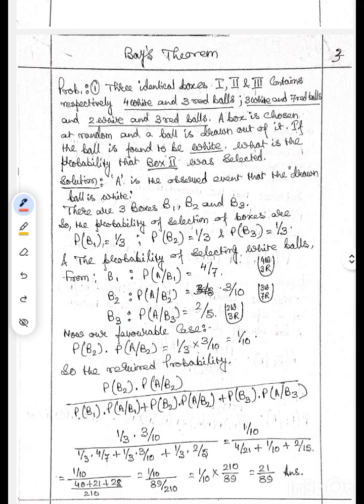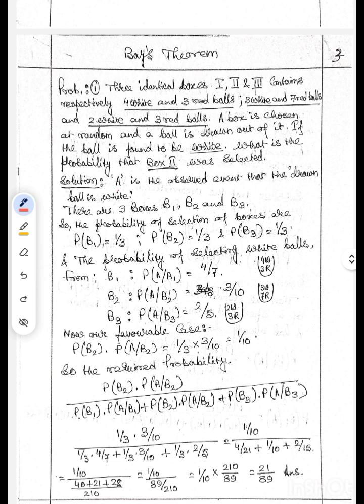Okay. Problem number 1. Three identical boxes 1, 2 and 3 contain respectively 4 white and 3 red balls, 3 white and 7 red balls, 2 white and 3 red balls. A box is chosen at random and a ball is drawn out of it. If the ball is found to be white, what is the probability that box 2 was selected?